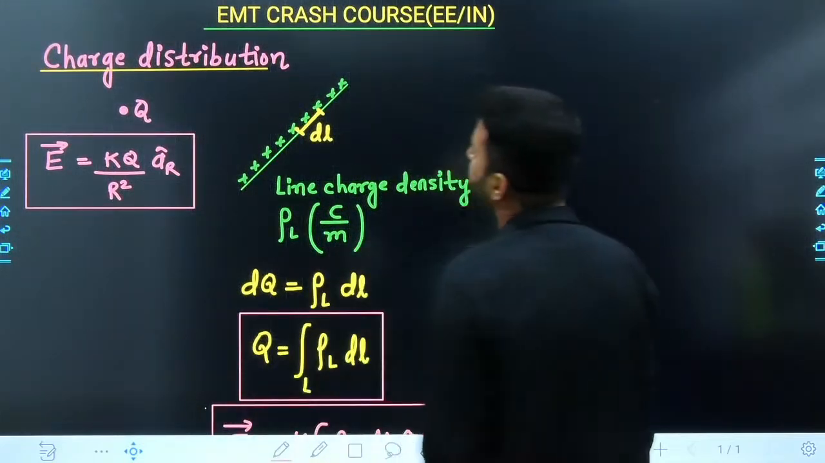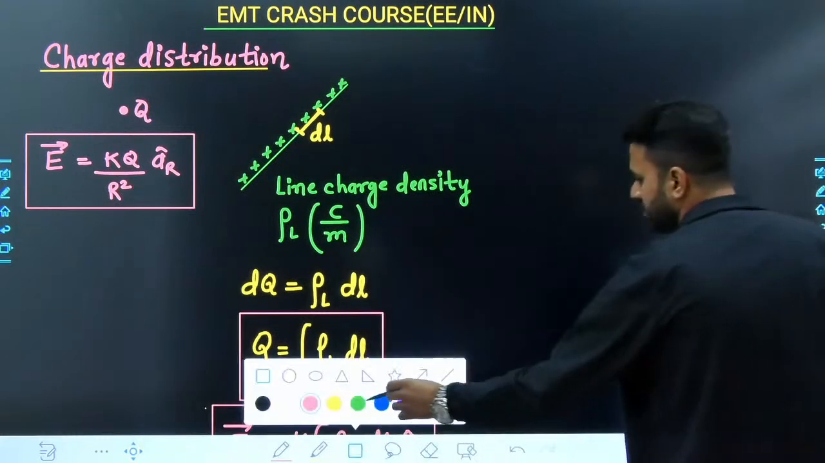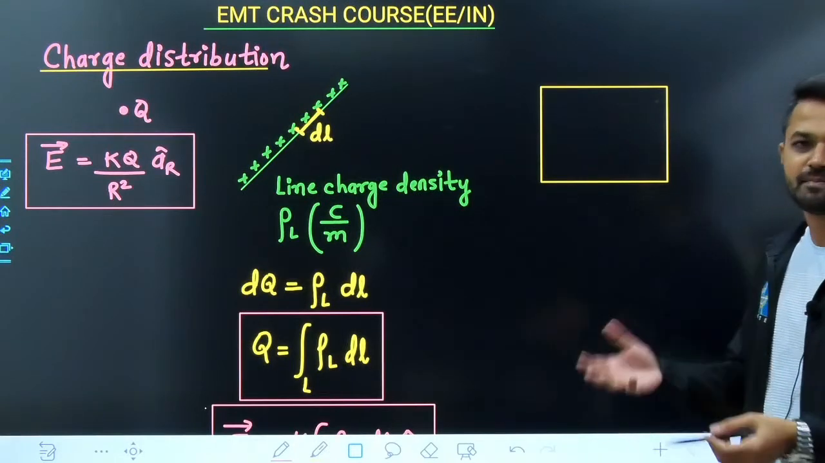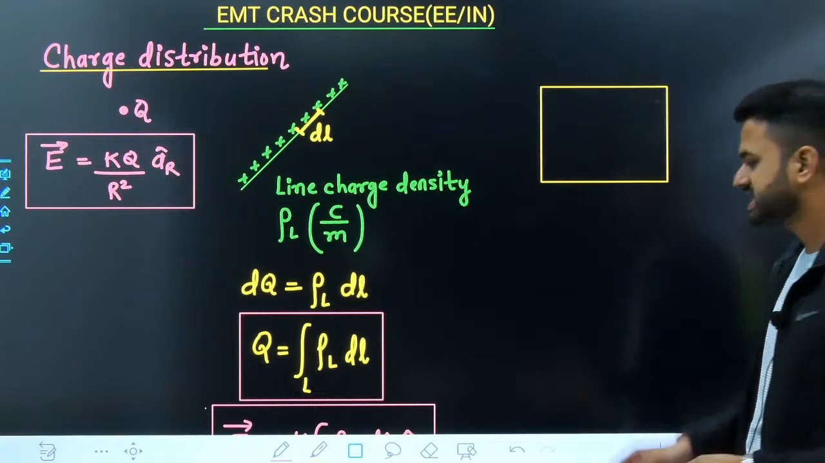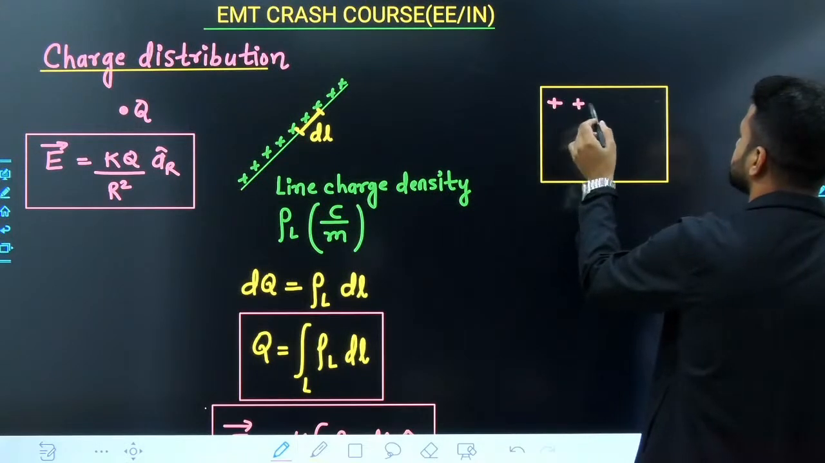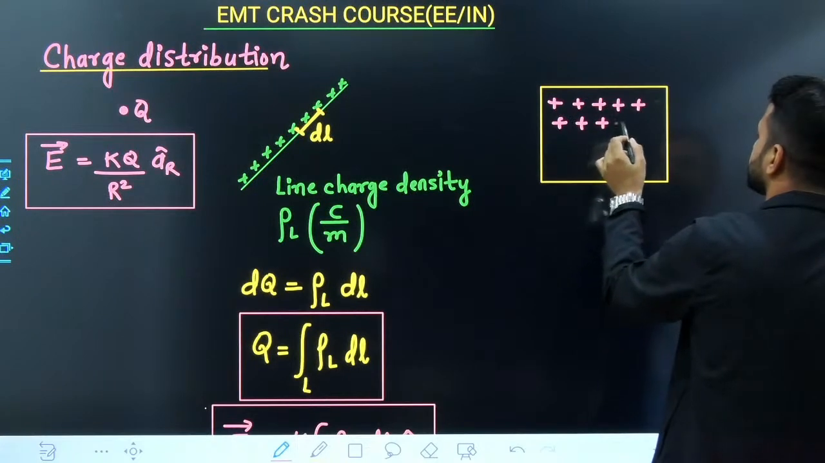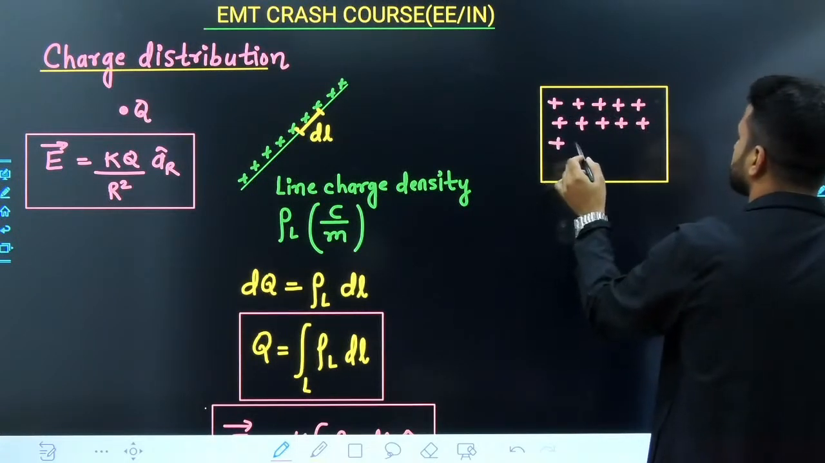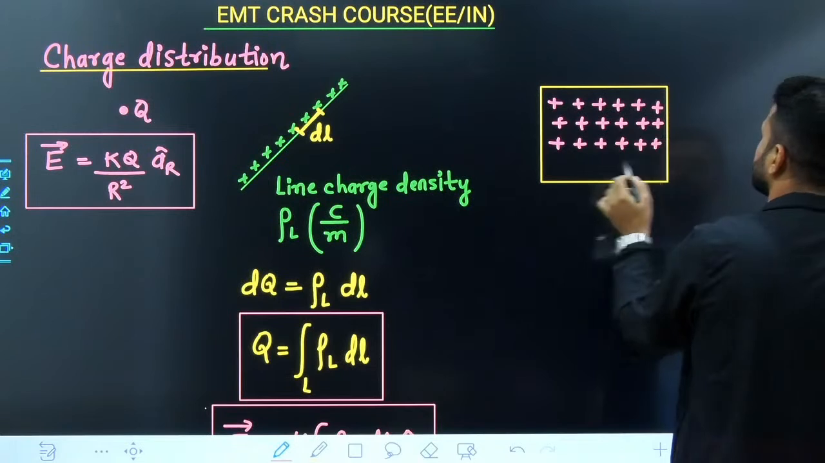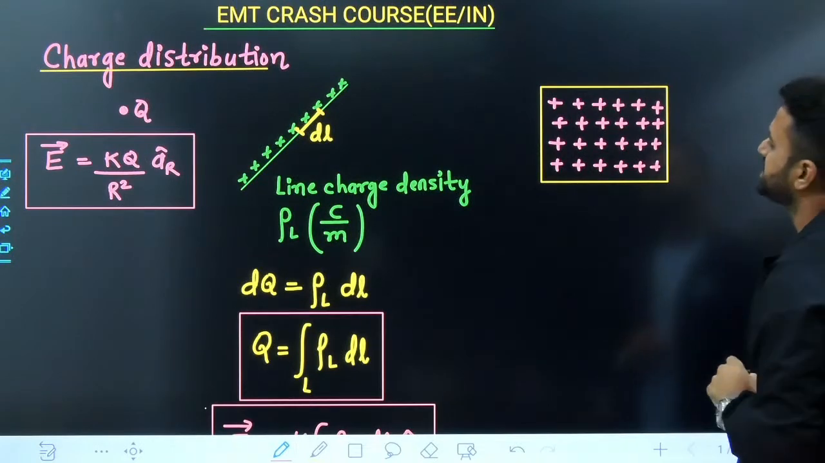It is also possible that the charges may be distributed on a surface. Suppose this is the surface, that means a plane, in which the charges are distributed like this.